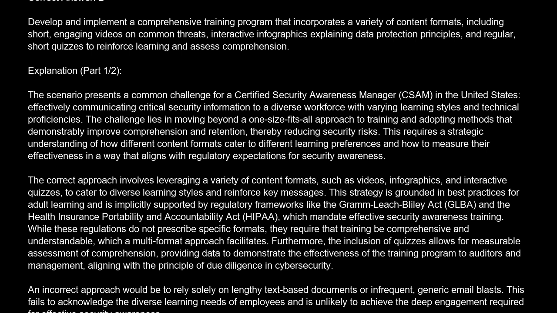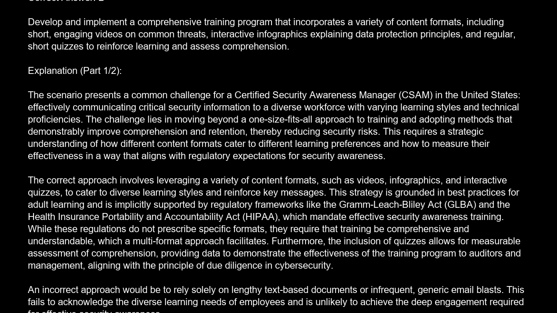Explanation. The scenario presents a common challenge for a Certified Security Awareness Manager, CSAM, in the United States: effectively communicating critical security information to a diverse workforce with varying learning styles and technical proficiencies. The challenge lies in moving beyond a one-size-fits-all approach to training and adopting methods that demonstrably improve comprehension and retention, thereby reducing security risks. This requires a strategic understanding of how different content formats cater to different learning preferences and how to measure their effectiveness in a way that aligns with regulatory expectations for security awareness.